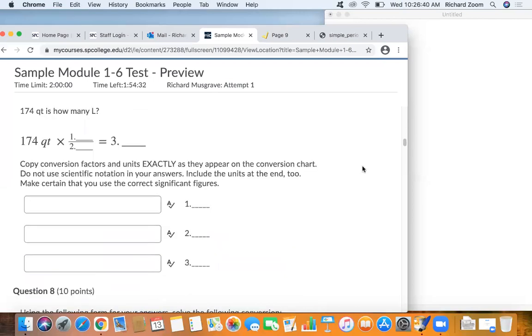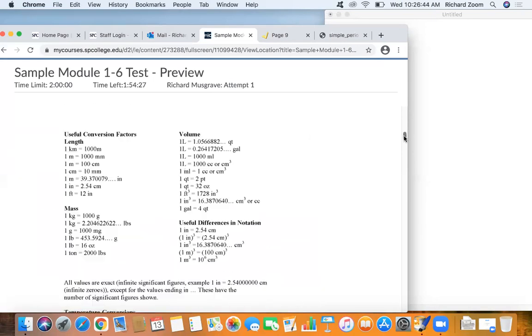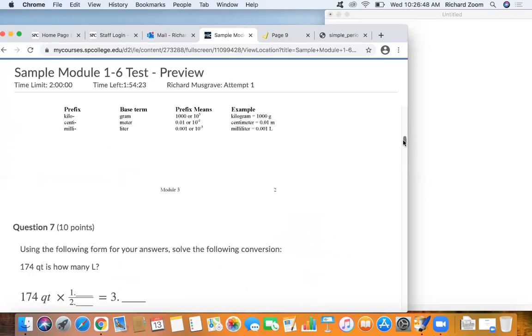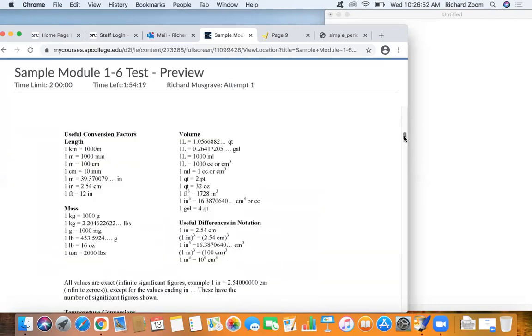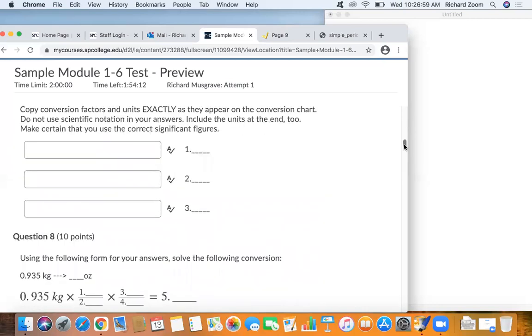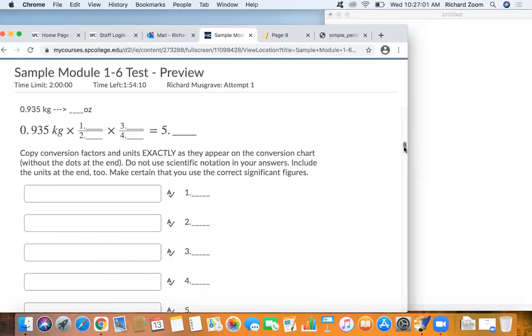So when you're doing these kinds of problems with the conversions, you see you've got the conversion factors here. If it was 174 quarts and we're looking for liters, you know it's one step, so you'll be using this as your conversion factor. You'd have to put those in the correct way. I'm not going to do that here because we've just been through it.